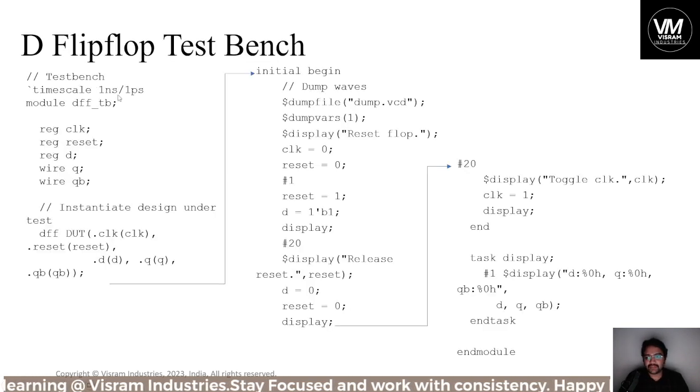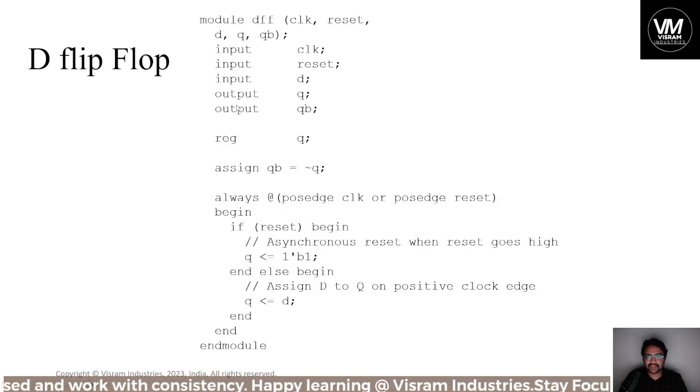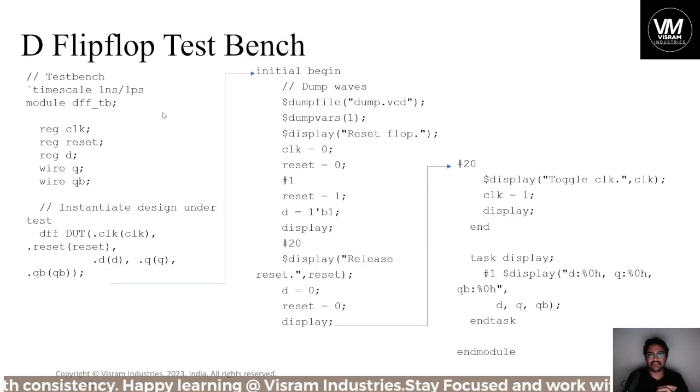Let us go to the test bench. This is how you can write a test bench in a series order: mention the time scale, module D flip-flop underscore TB, good representation. Registers and wires, as you can see, input and outputs can be reversed. Inputs are registers here, and outputs are wires, and you have to instantiate the design under test.